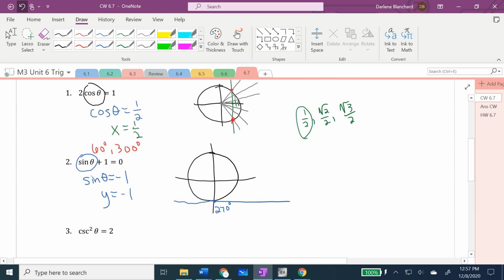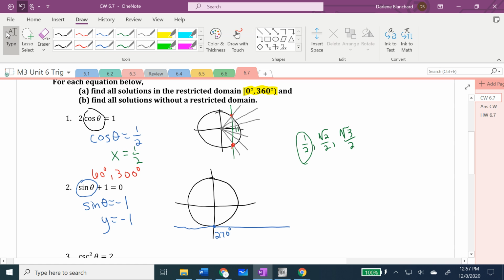Now I just remembered that in part 1 I actually only did part A, not part B. So I'm going to do part B with both of them. First of all, for number 1, the answer to part A, we got 2 angles in one round around the unit circle. For number 2, I'm only getting one angle answer as I go around the unit circle.